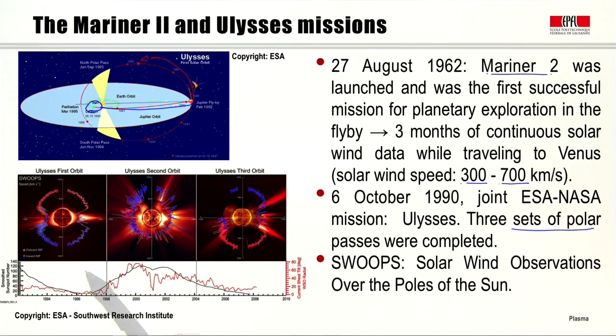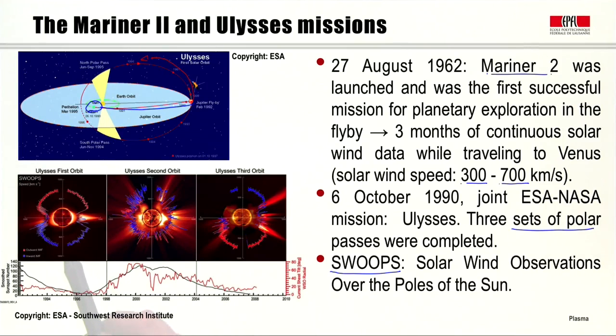The radial plots shown here show the solar wind speed combined data from all 3 of Ulysses' polar orbits of the Sun, each of which takes approximately 6 years to complete. Ulysses was equipped with an instrument called SWOOPS, which stands for Solar Wind Observations over the Poles of the Sun. This instrument was designed to provide measurements of the solar wind speeds.